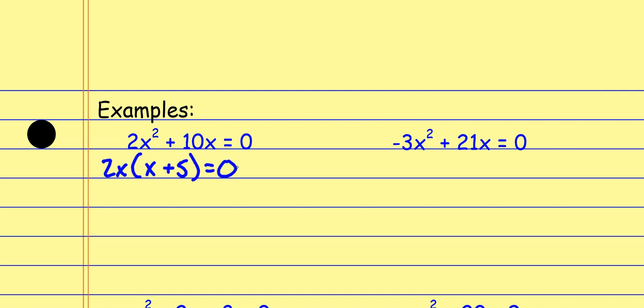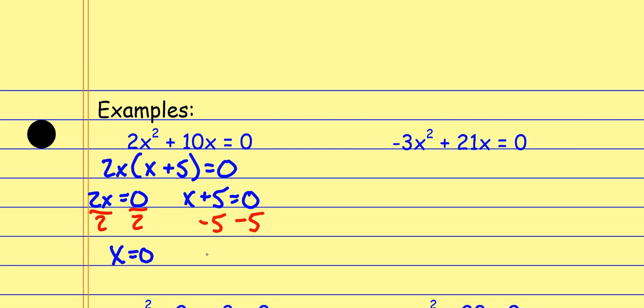Now the thing is factored, so either the first thing equals 0, the 2x equals 0, or the second piece equals 0, the x plus 5 equals 0. So I set each factor equals 0, now I solve each. Here I divide by the 2, and I get x equals 0. Here I subtract the 5, and I get x equals negative 5.